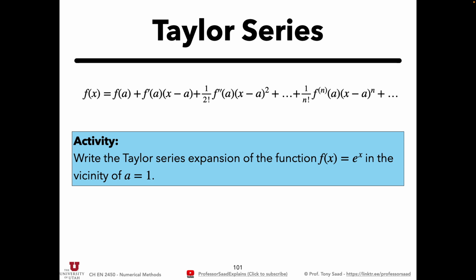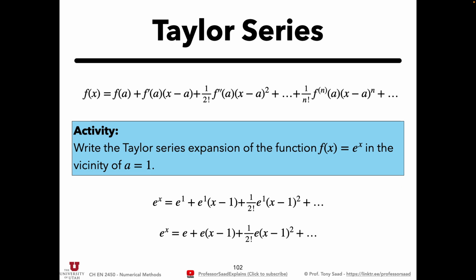Okay. Anybody disagrees with that? And so on. Right, I'll give you my answer. So in the vicinity of a equal 1, e to the x is e to the 1 plus e to the 1 times x minus 1 plus 1 over 2 factorial e to the 1 x minus 1 squared, and so on. All I did was substitute the value of a and evaluate the derivative, second derivative, third derivative, and so on at all of those points.